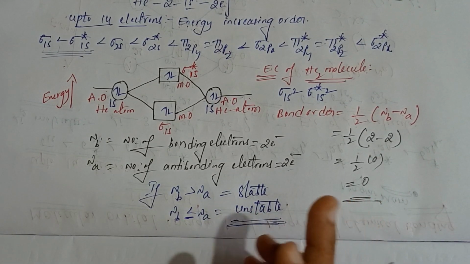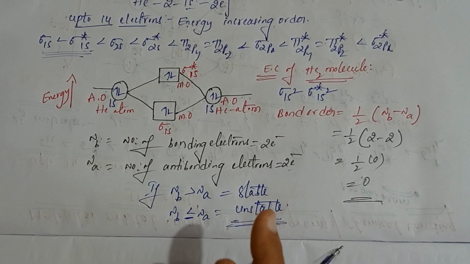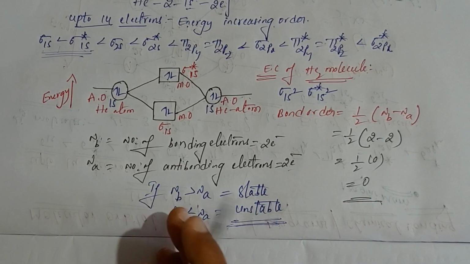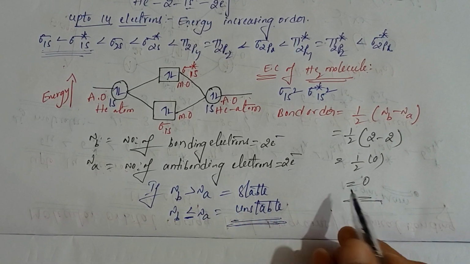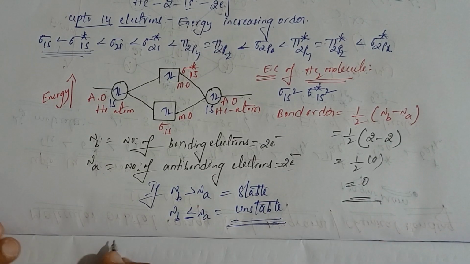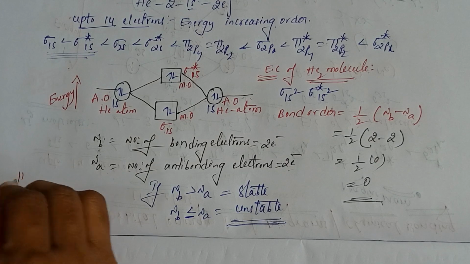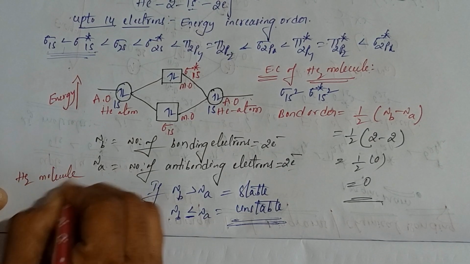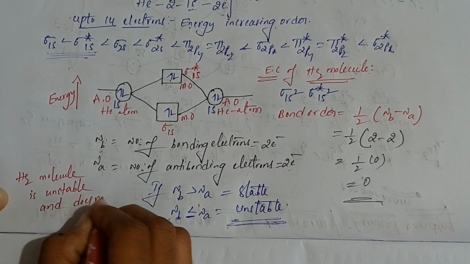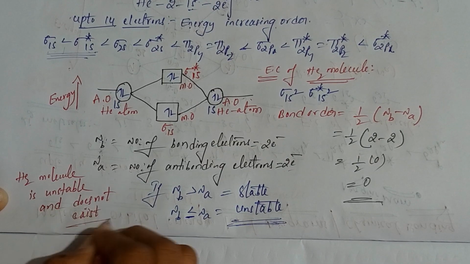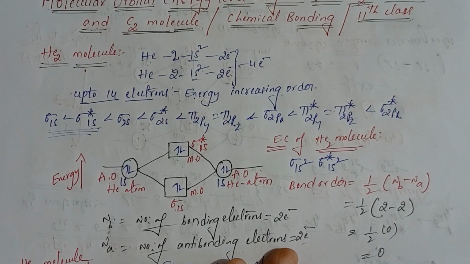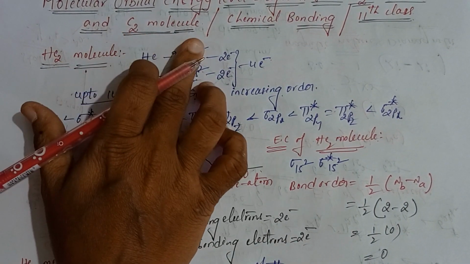Are you clear? Because the helium atom is a noble gas element. It exists in the atomic state. Only in the atomic state is it stable. So in the molecular state it is unstable. So the He2 molecule is unstable. He2 molecule is unstable and does not exist. Clear? Understood? So this is about the He2 molecule.